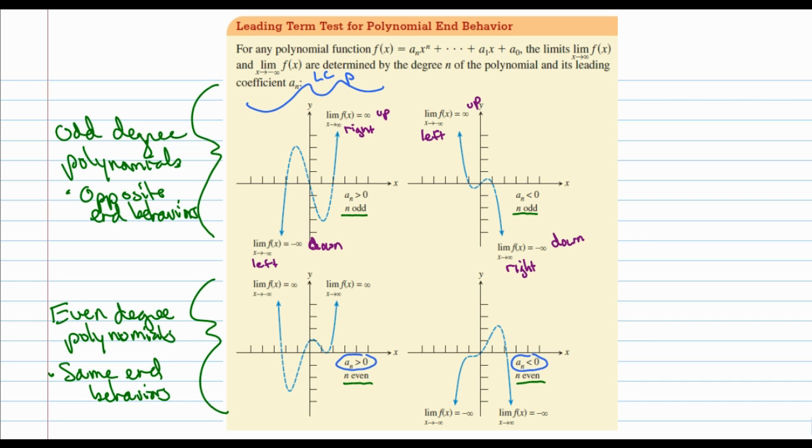Leading coefficient positive. These two are when the leading coefficient is negative. So there's a lot to think about. There's actually three things to think about here. First of all, your polynomial, is it an odd polynomial or an even polynomial? Because that will determine whether it has the same end behaviors or opposite end behaviors.